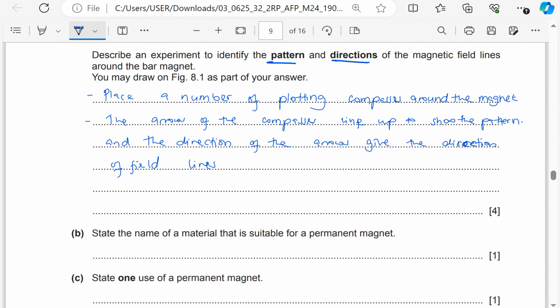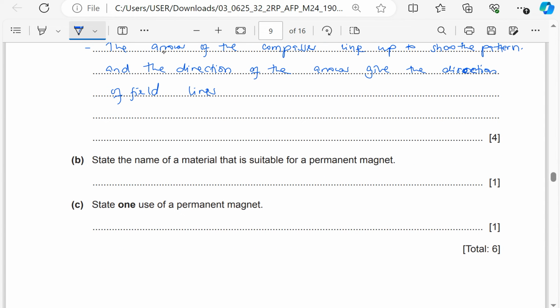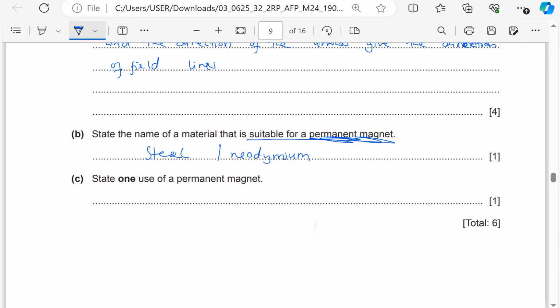Okay, so I think that is the only technical question in this paper. State the name of the material that is suitable for a permanent magnet. A permanent magnet should be able to retain its magnetism, and this is normally steel. Steel is the one used for a permanent magnet, but we have what we call neodymium. This material keeps its magnetism for a very long period of time.